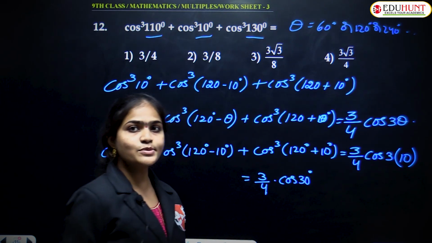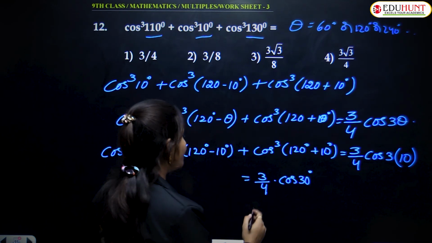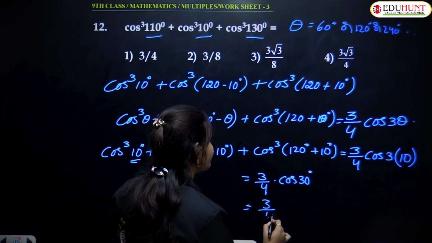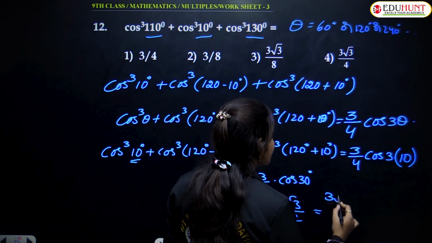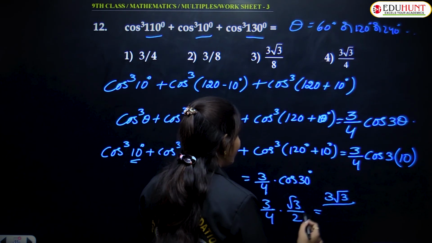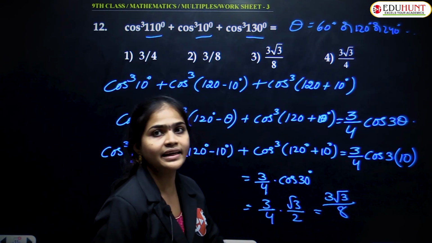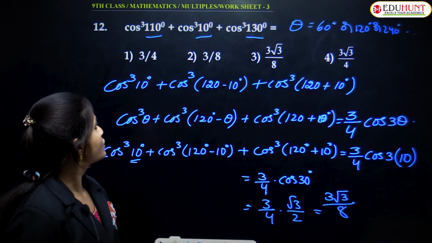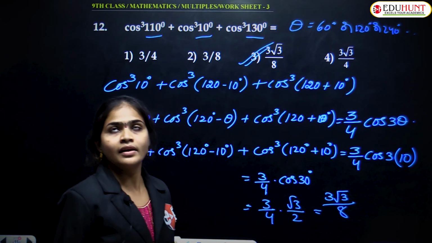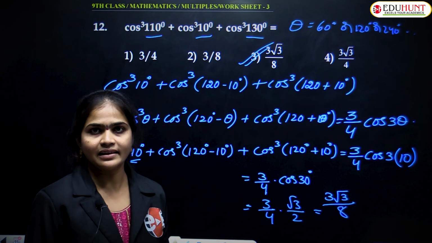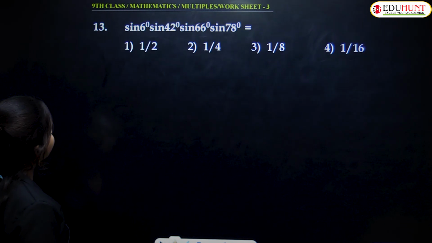So what is the value of cos 30 degrees? Cos 30 degrees is nothing but sin 60, so that value is equal to root 3 by 2. So 3 into root 3, that is 3 root 3, whole by 4 into 2 is 8. So 3 root 3 by 8. Understand? So which option is correct? Yes, option 3 is correct here. That is 3 root 3 by 8. Understand? So let us see the next question.